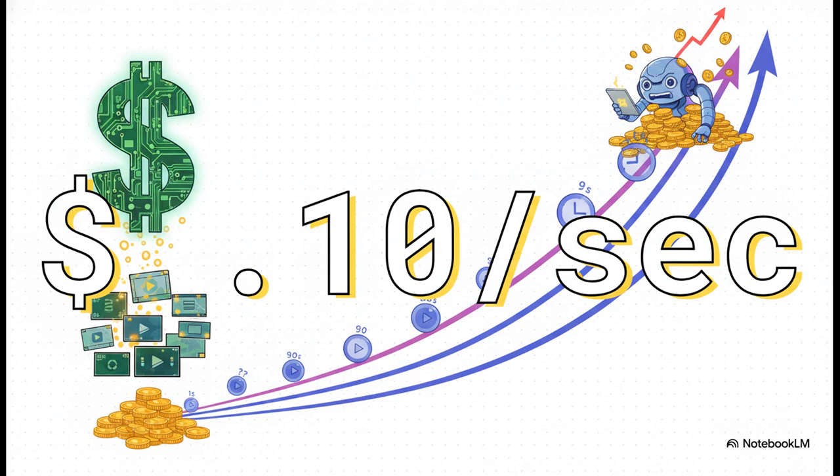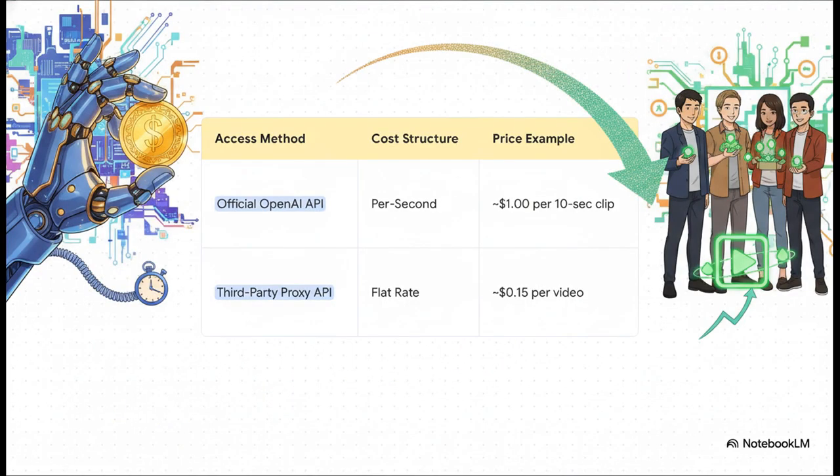And when that official API finally does open up to everyone, boy, the expected cost is steep. We're looking at about 10 cents per second of generated video. Think about that. A simple 10-second clip is going to cost you $1. A full 90-second video, that's $9. Now just try to imagine scaling a real application with those kinds of costs. It's tough.